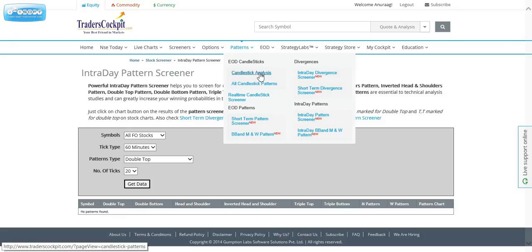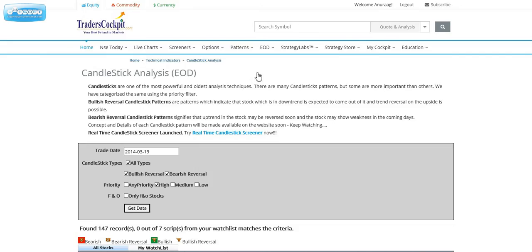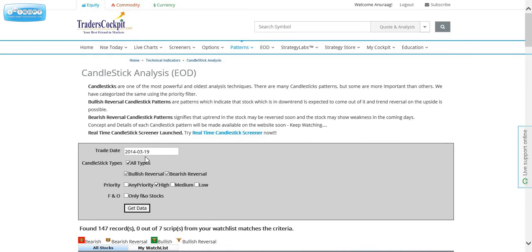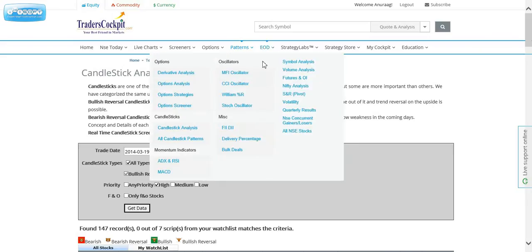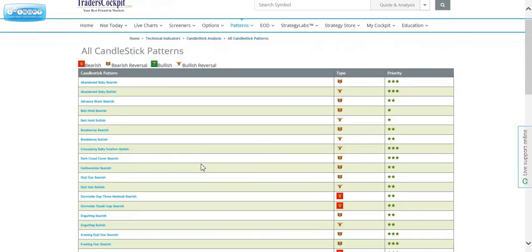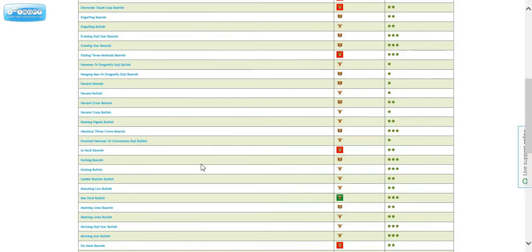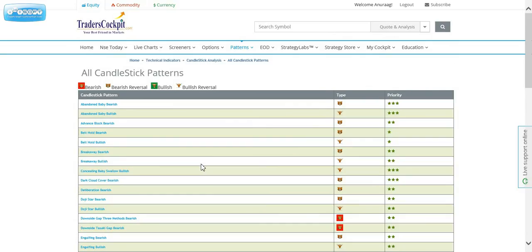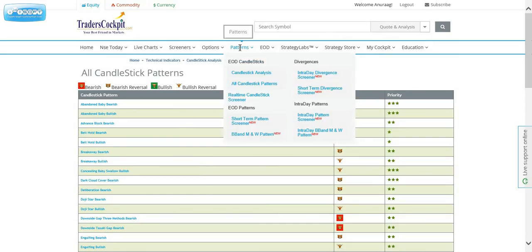As you can see, with these candlestick screeners you can analyze them on various things. You can get the details stock-wise, of all types, of only F&O, non-F&O, of various kinds of priorities, and click on get data. You can also get these screeners on any of the known important candlestick patterns. As you can see, we have listed a huge number of candlestick patterns which you can again use to screen your required patterns.